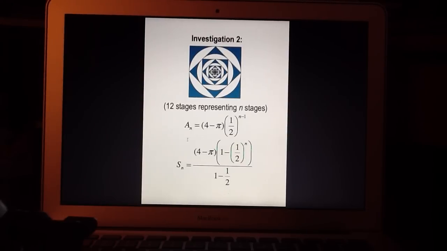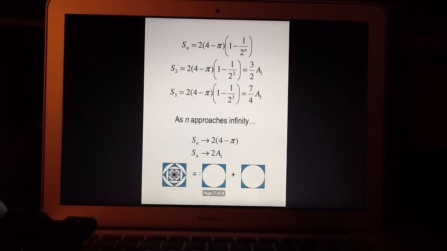So I have here a geometric sequence formula which describes the areas, which also gives us a geometric series formula for adding up the areas together. We could simplify a little bit, and then we get down to this formula, which will actually calculate the total area given any value of n that we want.